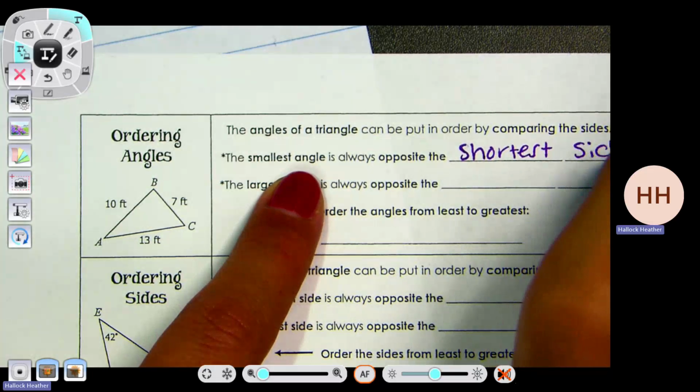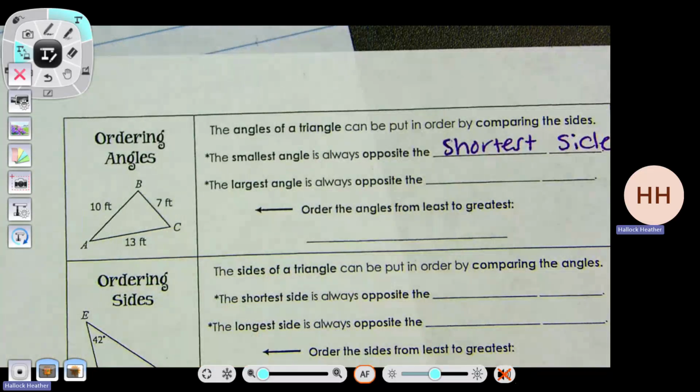So if you think about this, if I have a really, really small, acute, itsy bitsy teeny weeny angle, that's going to create a side that's really short. If I have a really, really tiny angle like this, that's going to make a really small side. If I have a really big angle, that's going to create the side that's opposite to be longer.